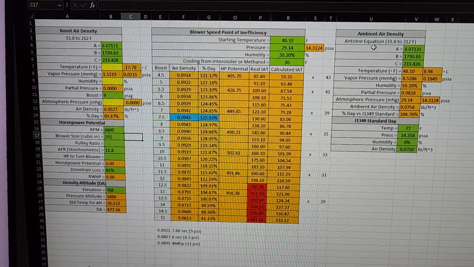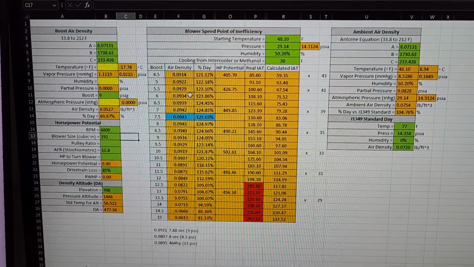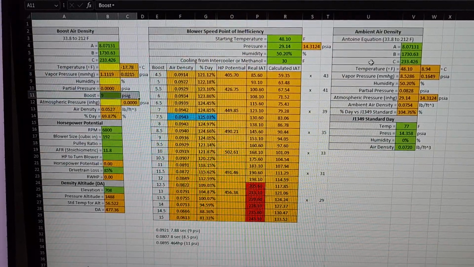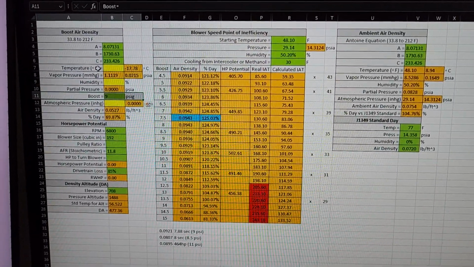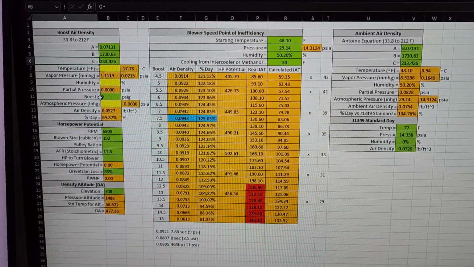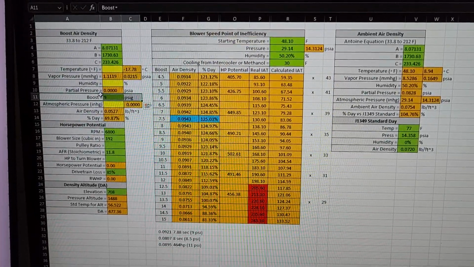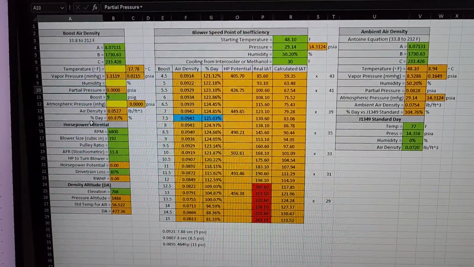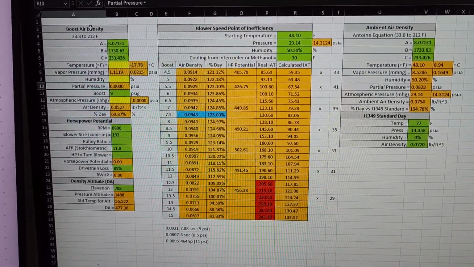this calculation is the same on both sides. The only thing missing on the ambient air density is this column here for boost. Obviously, we don't care about boost on the ambient air density, so we're comparing what ambient air density is versus what it is inside the manifold. So the math will be the same for both sides. The only difference will be we'll be taking off this boost side. So we're just going to talk about this, and then you can basically build this exactly the same way and copy and paste essentially.